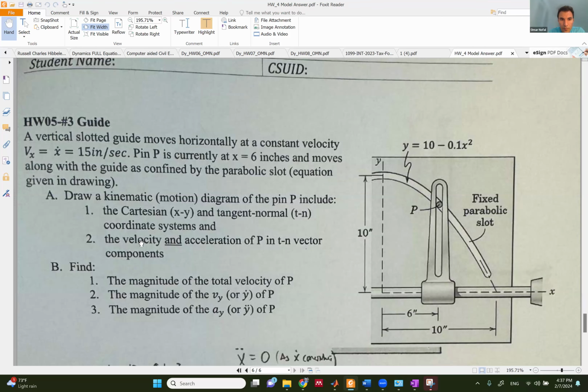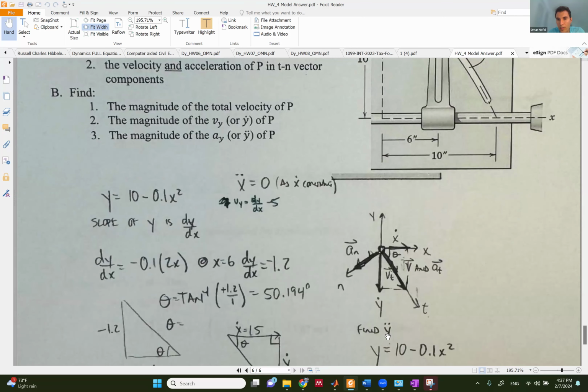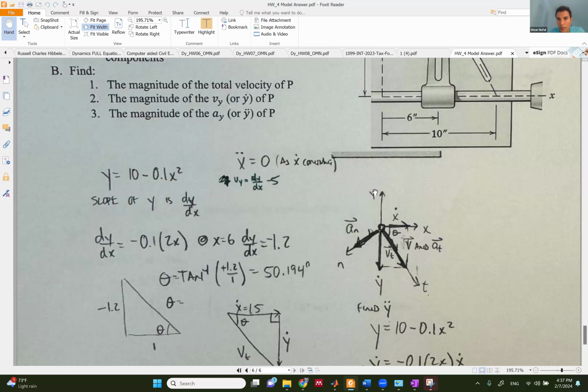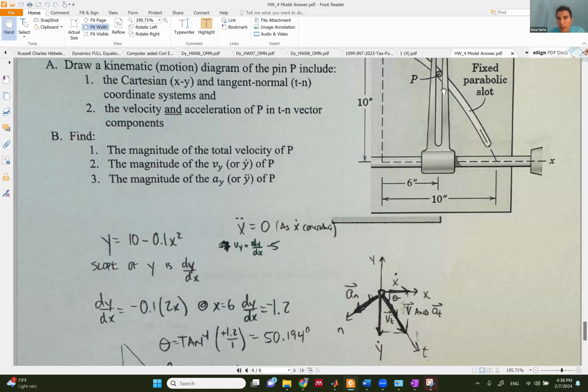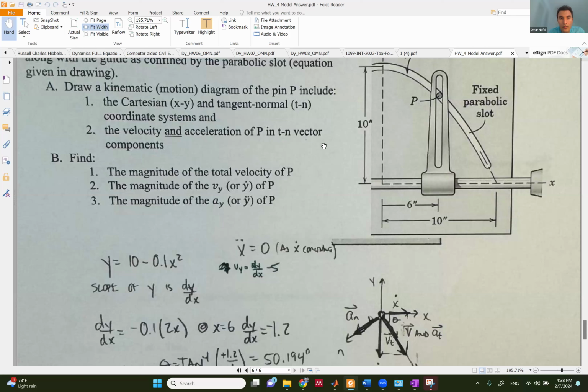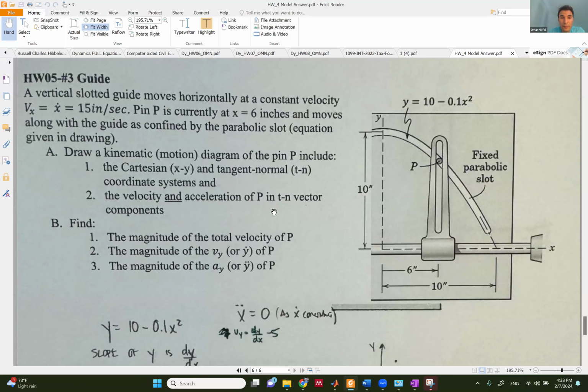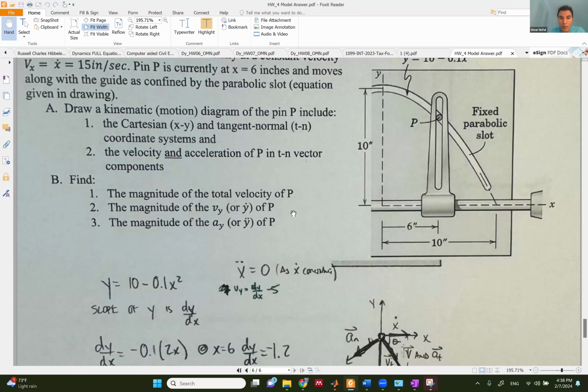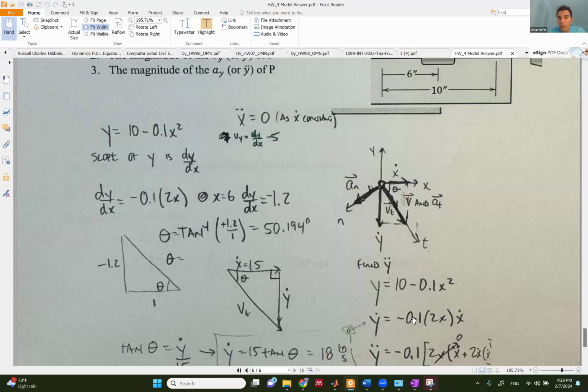and the velocity and the acceleration of P in a tangent normal vector. So I give you this tangent normal. I didn't ask you for the polar coordinate system. But yeah, so here y dot is always in this way, and then the magnitude of the total velocity of P. So here I give you the velocity Vx, but I didn't give you Vy, which is the y dot. That's why you need to get y dot.